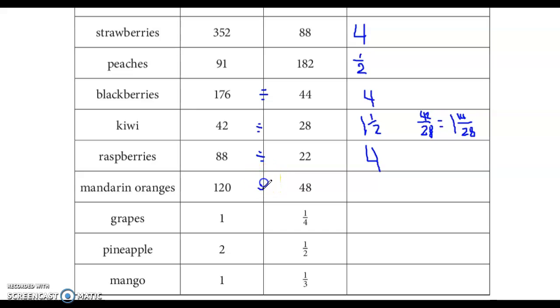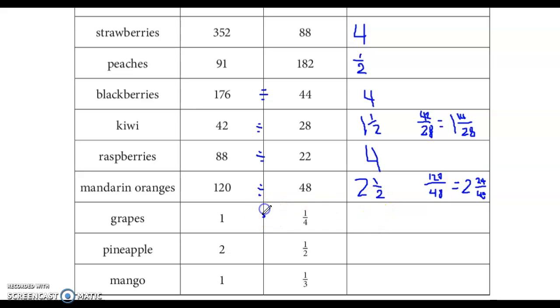Mandarin oranges, 120 divided by 48. This one's another tricky one because you've got a remainder, so I'm going to write 120 over 48 like a fraction. And I know that 48 goes into 120 without going over 2 whole times. After it goes in 2 whole times, you have a 24 remainder, so 24 over 48. And then if you reduce that fraction, your final answer is 2 1/2. So on each fruit pizza for oranges, there's 2 1/2 cups of oranges.